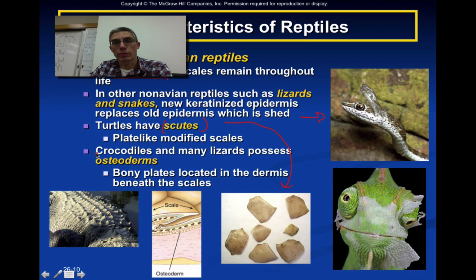Now, crocodiles and many lizards are going to possess a special layer called an osteoderm, and these are going to be the bony plates that you might find located in the dermis right beneath the scales. So if you look down here towards the bottom, you can see the word osteoderm, and that would be this layer that you see right through here. And so you can see the scales right up here. So again, it's just kind of another protective layer for these animals from their environment.